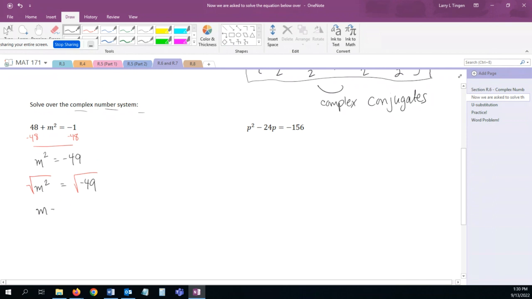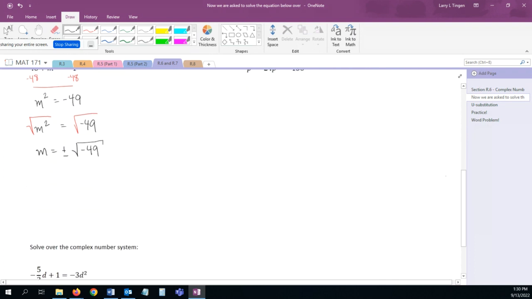Square root of m squared is m. And now be careful here. The square root of -49. We still have to pay attention to the positive and negative results of this. Now finish the math. The square root of -49: the negative means an i is coming out. The square root of 49 is 7. So my answer here is 7i. But I've got the positive and the negative solution. So my solution set contains -7i and +7i.